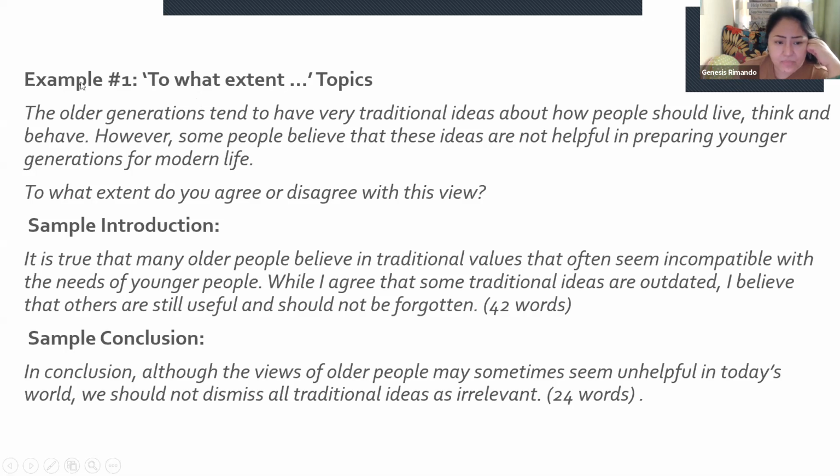Okay, class? So example number 1, to what extent topics. This is the question. Just read. Then this is the sample introduction. The writer agrees that ideas from older generations are not helpful, ideas from the old people. So this is a sample introduction. Then again, this is a sample conclusion. Whether you agree or don't agree, it's good that you write the supporting paragraphs. So that's another exercise for us later.